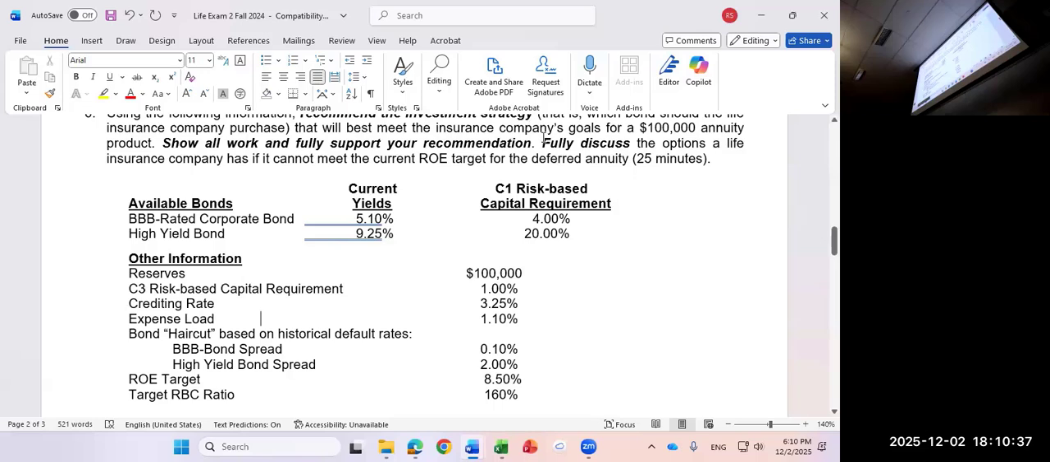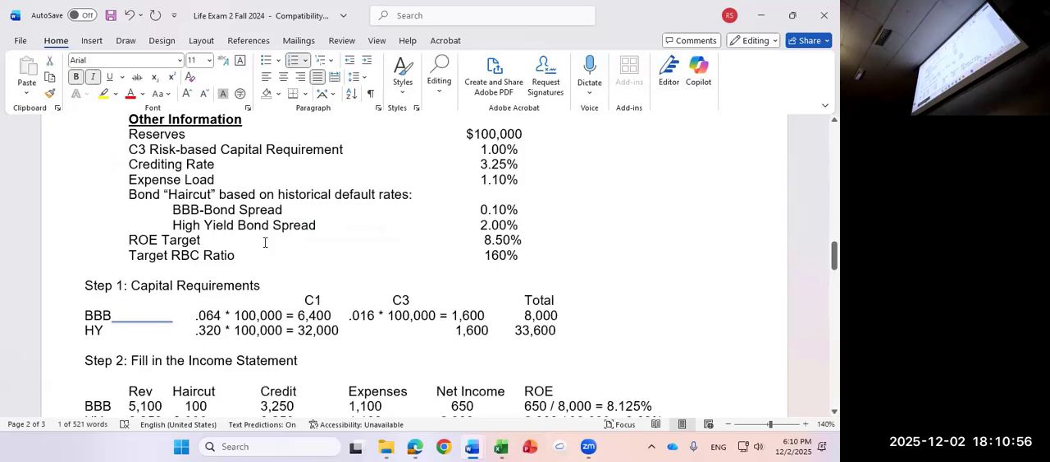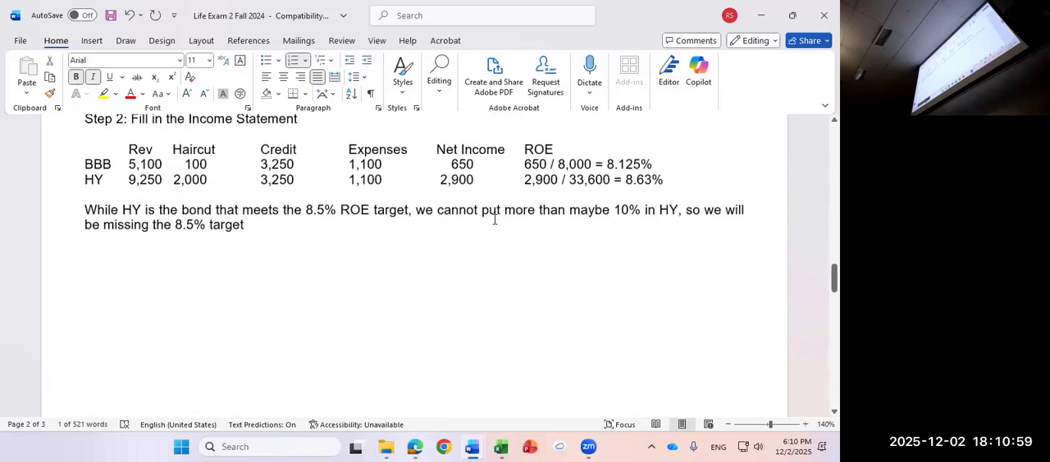And then don't miss this part of the question. Maybe I should make it a separate question. Right there: fully discuss the options a life insurance company has if it cannot meet its ROE target. So you need to show your work and your recommendation. What's my recommendation? Well, we can put 10% in high yield. We can't do more. We're just going to have to miss the ROE target.